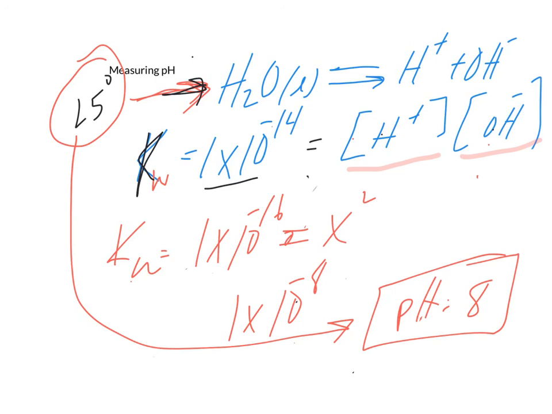Luckily for us, 99.9% of our problems will take place at 25 degrees. And unless you're told otherwise, you can assume it's at 25 degrees. There is one problem you're going to do for homework, and it says specifically that at this bizarre temperature, the equilibrium constant for water has changed. But for all the other problems, we can assume that it's at 25 degrees, even if it's not spoken, even if it's not written, and we can assume that a neutral solution will have a pH of 7 because it will have an equilibrium constant of 1 times 10 to the minus 14.